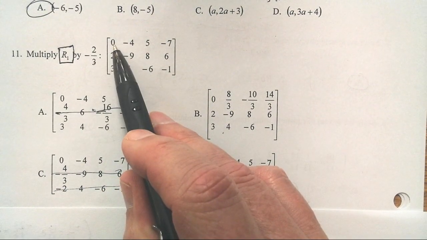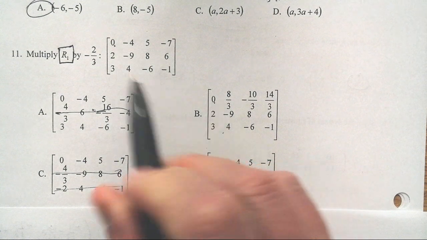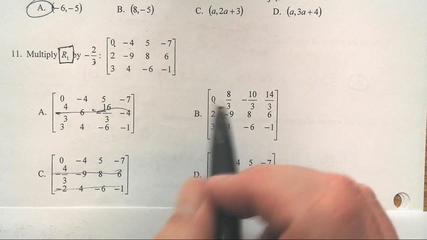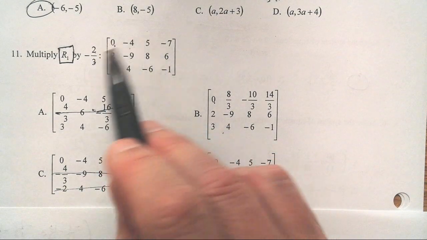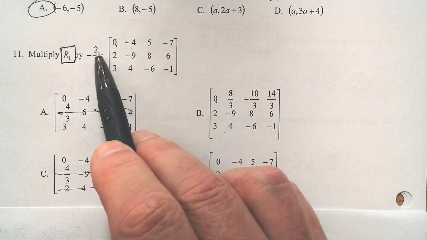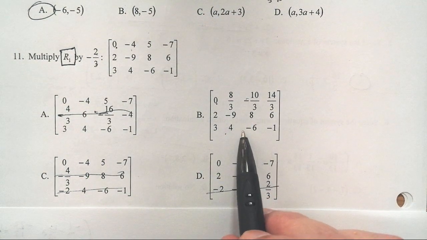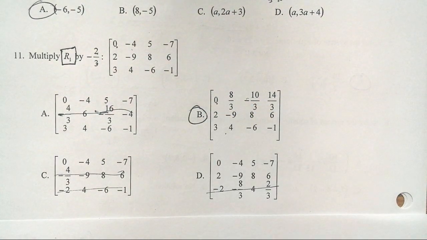Negative 2/3 times 0, 0. Negative 2/3 times negative 8, positive 8/3. Negative 10/3. Positive 14 on 3. And these stayed the same. It is B.